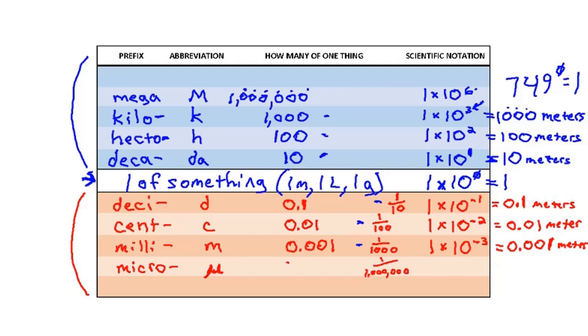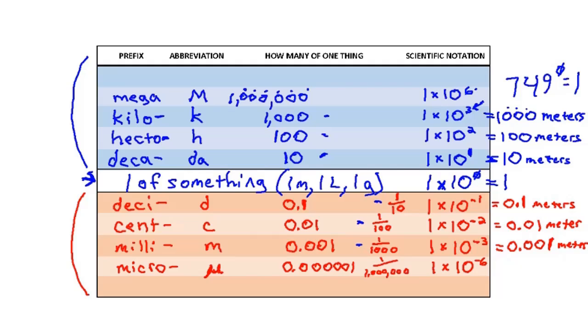So that's going to be written 0.000001. In scientific notation, that is going to be 10 to the negative 6th. So it's going to take 1,000,000 micrometers to make 1 meter, or 1,000,000 micrograms to make 1 gram.